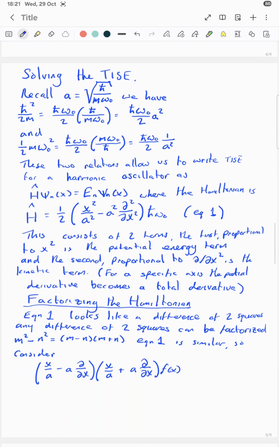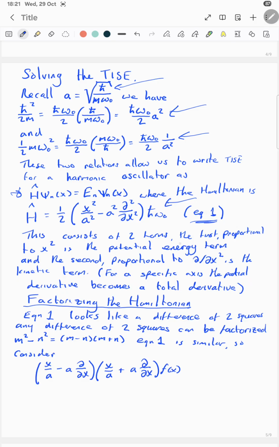Now we'll solve the time-independent Schrödinger equation. We already showed this in the last lecture. So we have here h bar squared over 2m equals this, and 1/2 m omega squared equals this. So these two equations allow us to write the time-independent Schrödinger equation for a harmonic oscillator in this form, where the Hamiltonian is given here. This is equation 1.